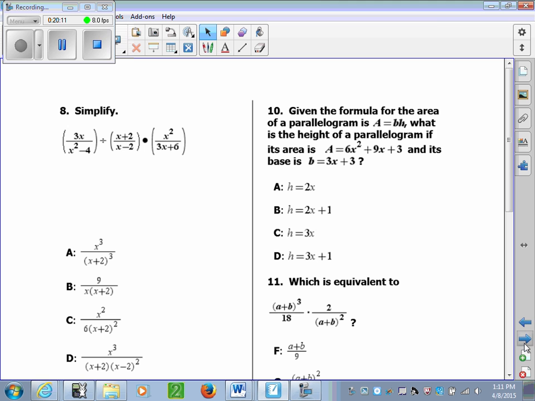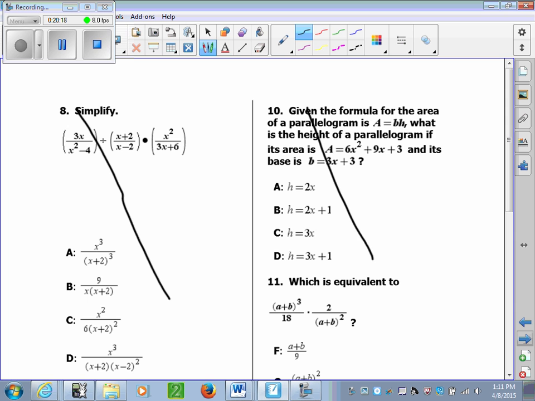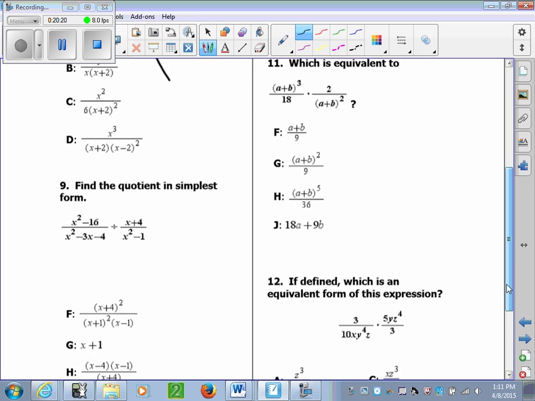Okay, number 8, we are going to skip. If you're in my class, number 10, you're going to skip. So let's go down to number 9.